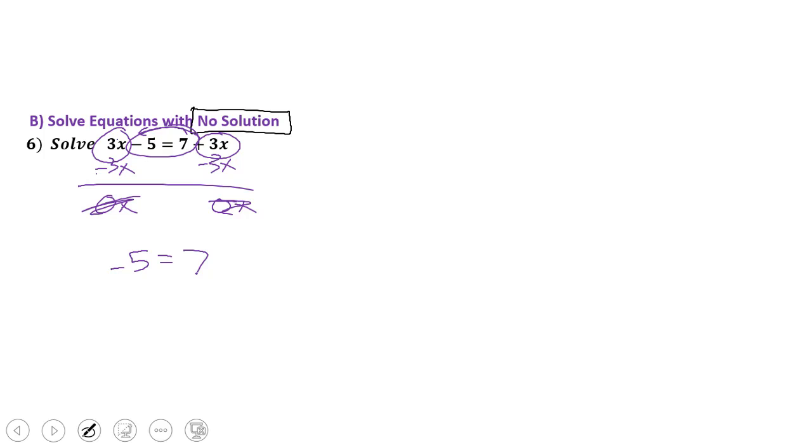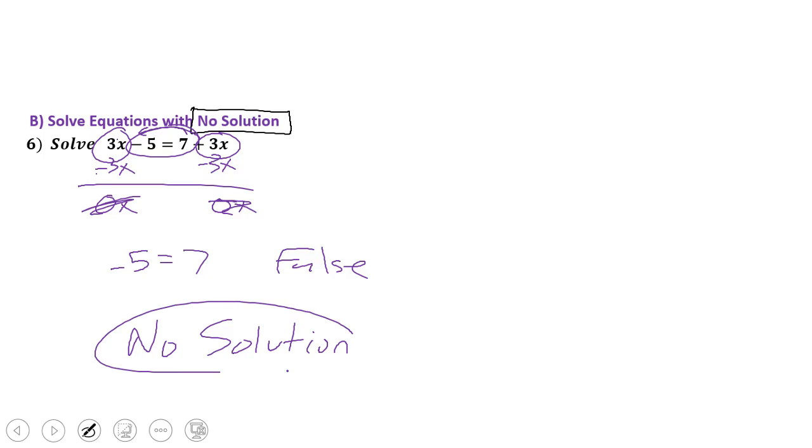Well, hello. I don't have to be a mathematician to know that negative 5 does not equal 7. This is false. So no solution. No solution to this equation. Recognize that you have the same exact variable on opposite sides of the equation. Ladies and gentlemen, pause the video, get it written. Join me in example number 7.